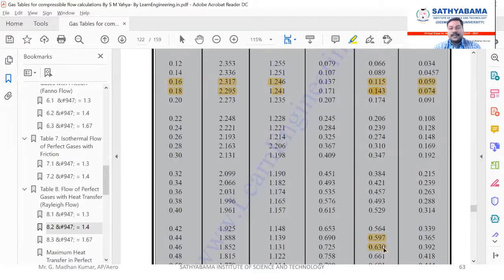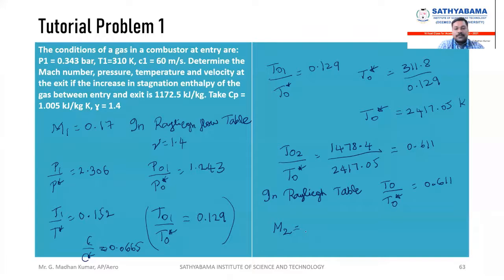So for this second value, 0.630, what is the Mach number? The Mach number is 0.46, correct? So Mach number is 0.46. So M2 is 0.46. For this M2, we know T naught by T naught star already.